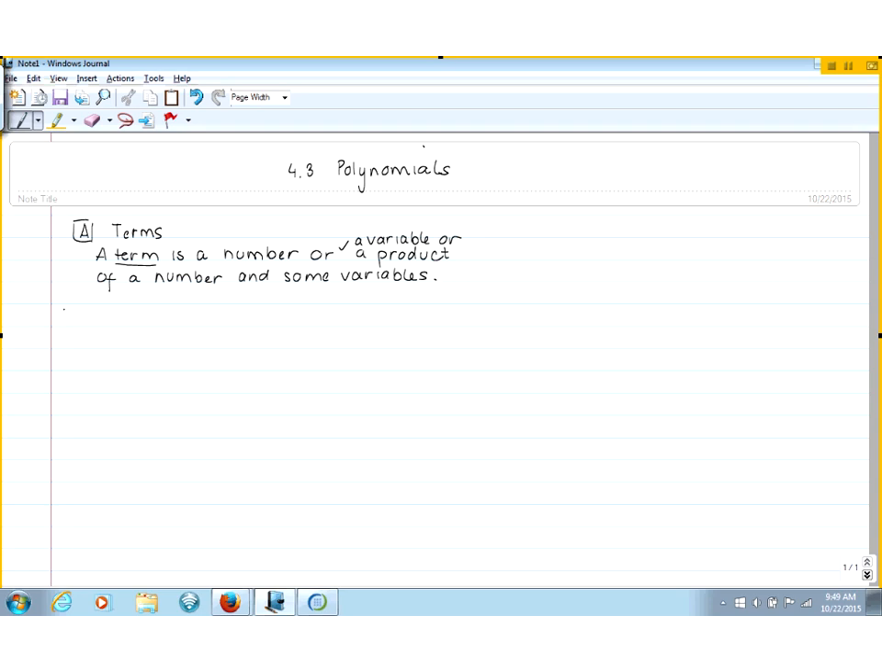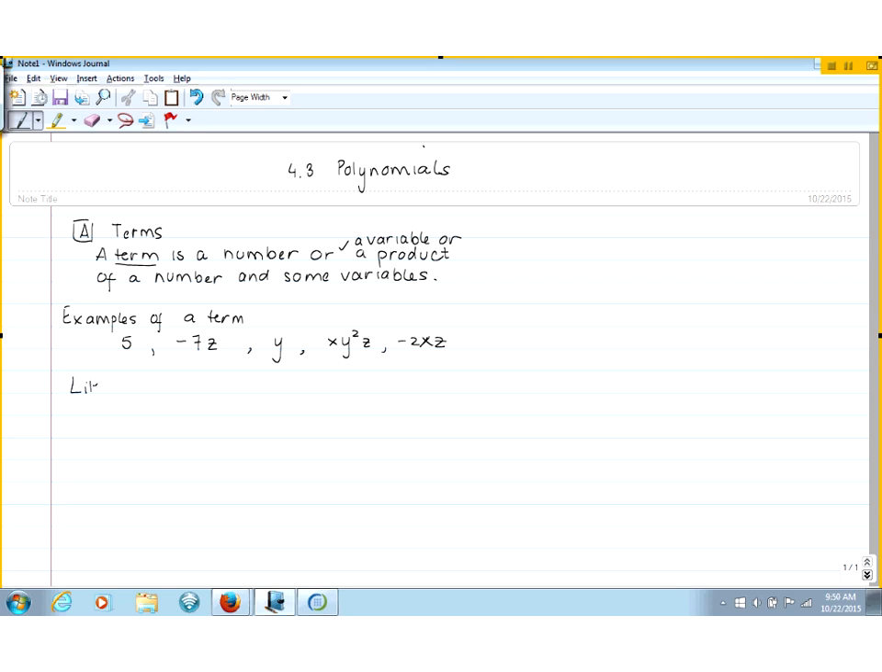All right. So, let me give you an example. So, examples of a term. 5 is a term. Negative 7z is a term. Y is a term. xy squared z is a term. Negative 2xz is also a term. Yeah, so each one of them contains one term. Okay.